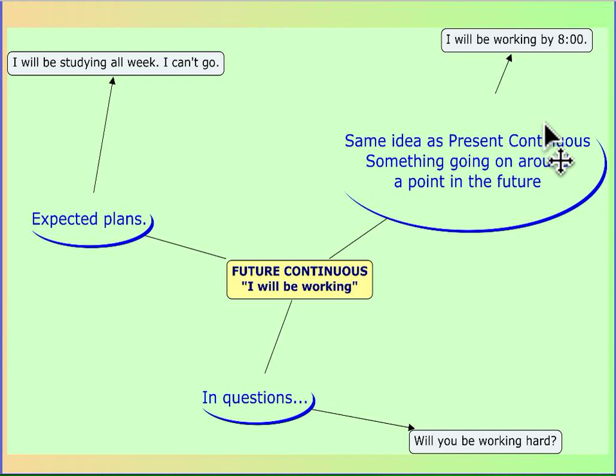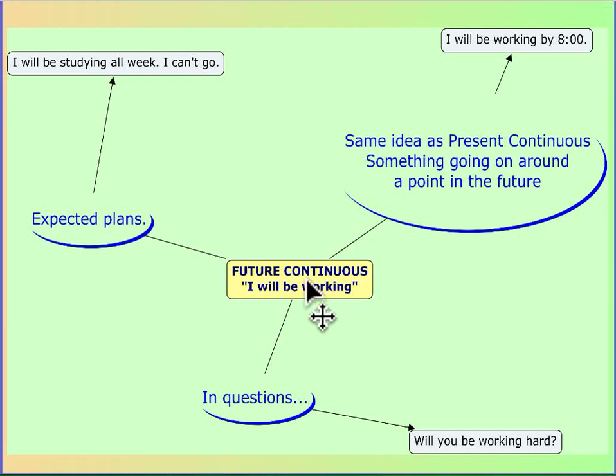And let's start with future continuous. This is where you're not so familiar with this structure, but it is not very difficult. We use future continuous. I will be working.